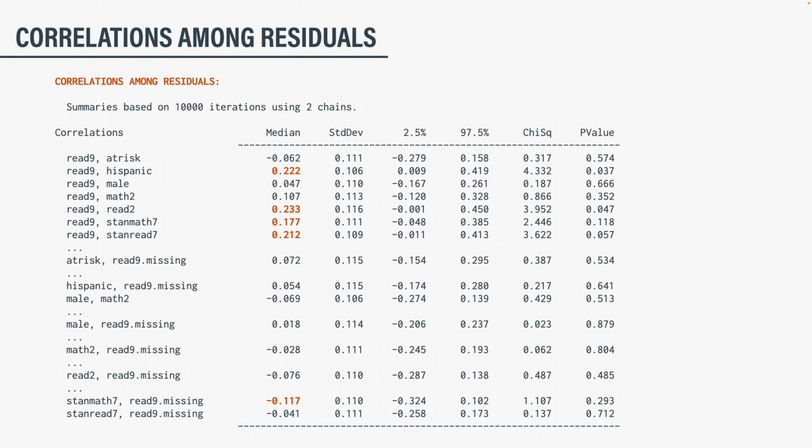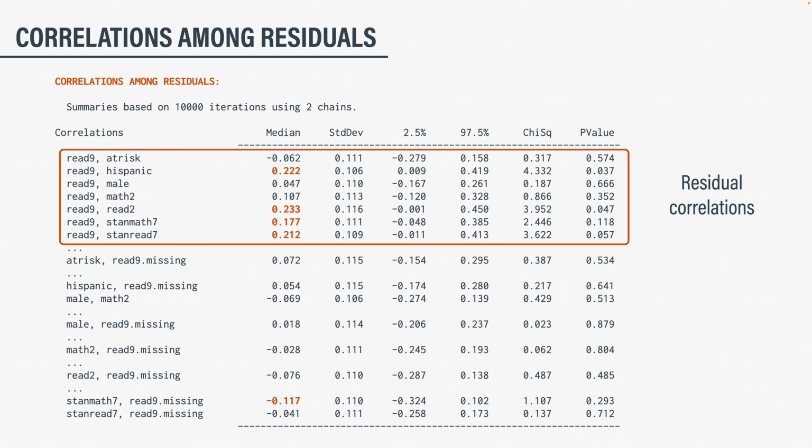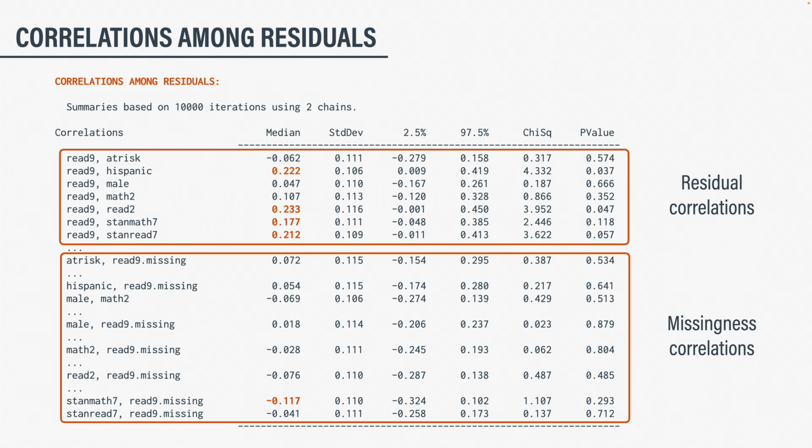This is an excerpt from the residual correlation table. There are really two sets of correlations that we care about. First, we have correlations between the residual of our dependent variable and the auxiliary variables, and we also have correlations between the missing data indicator and the auxiliary variables. In the top box, I've highlighted 4 auxiliary variables that show some evidence of residual association with their dependent variable. The highlighted correlations identify variables that could be type A or type B auxiliary variables, but that depends on whether they also correlate with the missing data indicator.